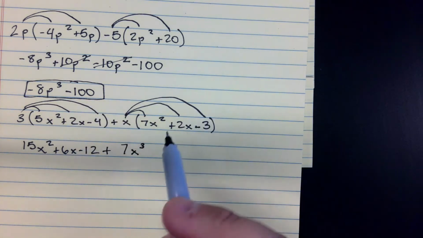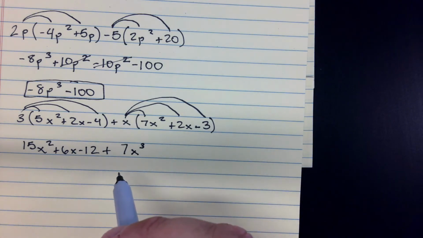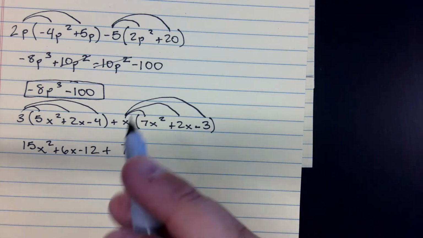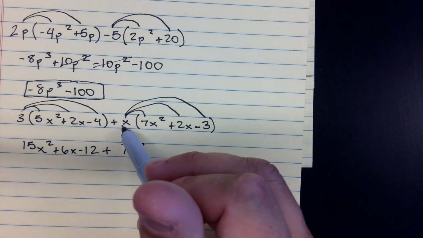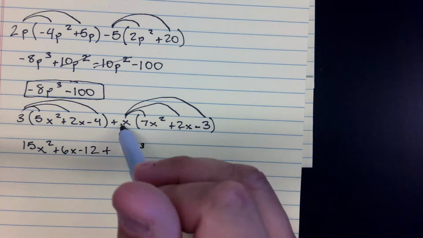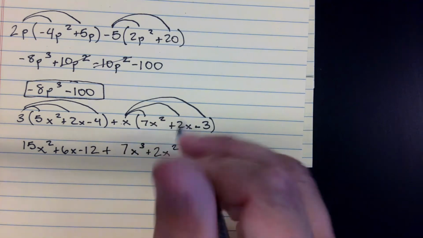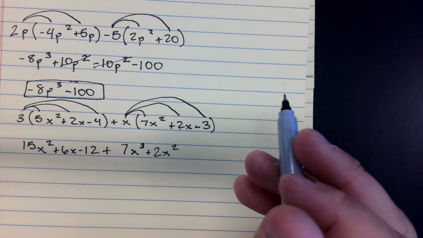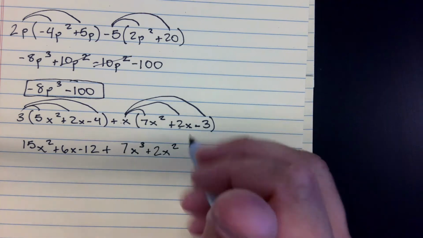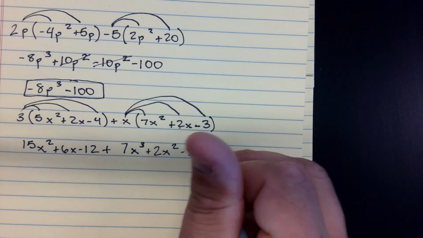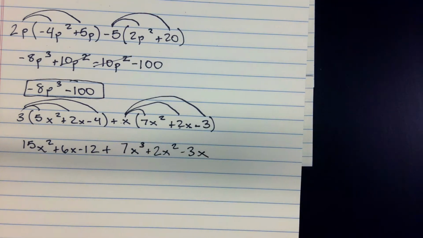Okay. What is x times 2x squared? Sid? What is x times 2x? Sorry, x times 2x. Perfect. And Brianna, what's x times negative 3? Perfect. Okay, so we're to here.